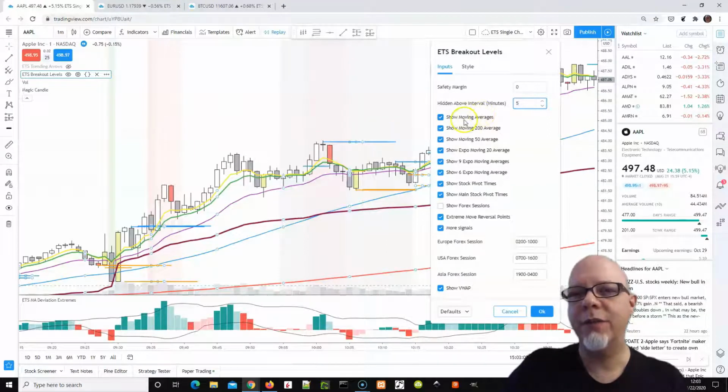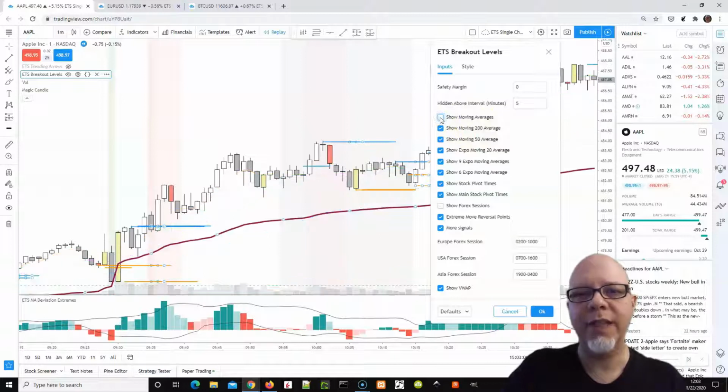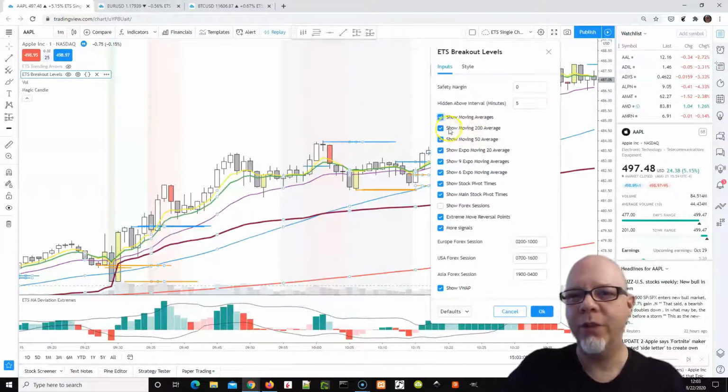You also have the option of a lot of moving averages you can turn on or off. You can turn them all on or off at the same time if you wish, or you can pick which ones you want to see or not. You also have the option to show stock pivot times, main stock pivot times, or forex sessions, and we'll get into that in a minute.